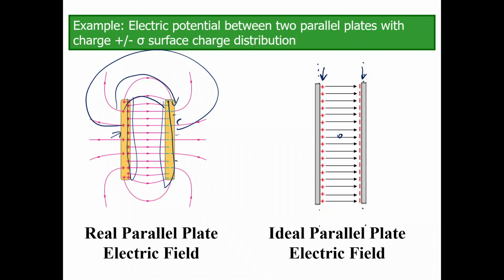We are going to assume that the surface charges have a value of positive sigma and negative sigma. So remember that sigma is the charge density. It's going to be Q over A. In this case, we're going to assume that that charge density is constant across those entire surfaces.